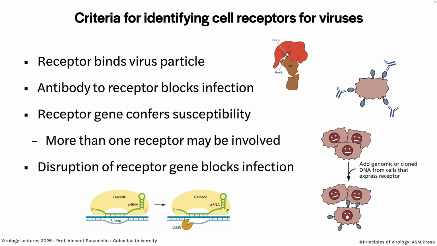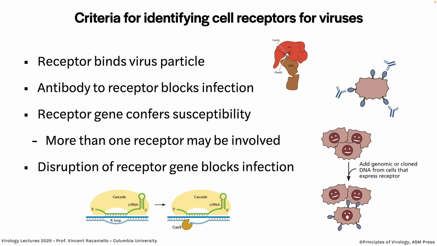So for example, you purify a protein and you show that it binds the virus particle. That's a good first step. So here is the glycoprotein of HIV-1 in red there, binding its receptor CD4. So binding of a protein is good, but it doesn't tell you anything about infection, right? You need to have a biological process here. And so you should make an antibody against that receptor protein and show that the antibody will block infection. That's a functional assay. That's very good.